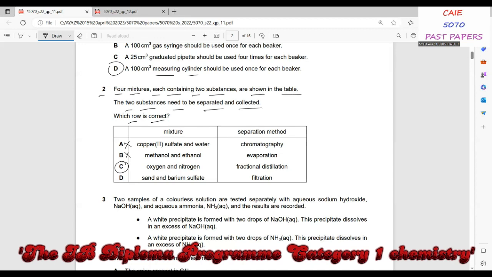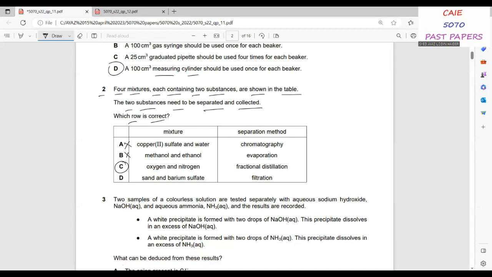For your convenience, I am reading the last statement also. If you have a mixture containing sand and barium sulfate, you can't use the separation method filtration, because barium sulfate and sand both are insoluble in water.